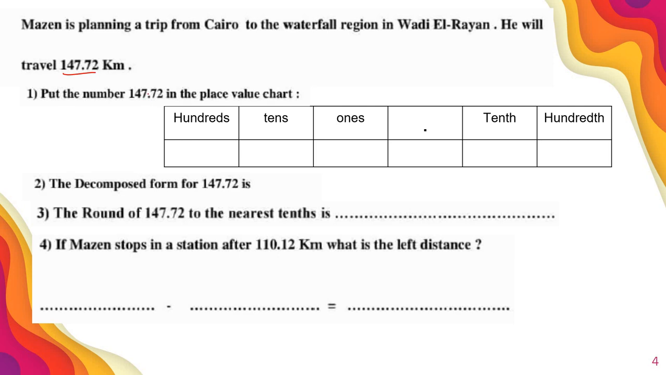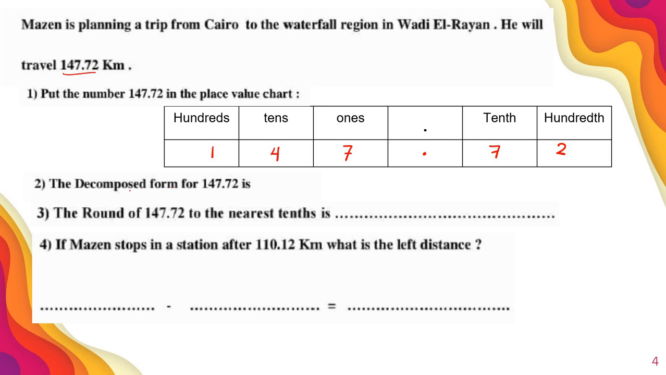So I think you have to start with the decimal point, under the decimal point. What is the ones here? It will be 7, then 4, then 1, then 7 and 2. So I have 1 in hundreds, 4 in tens, 7 in ones, 7 in tenths, and 2 in hundredths.